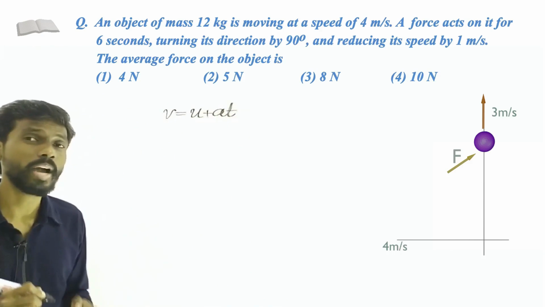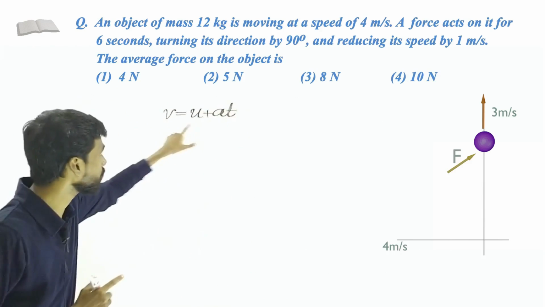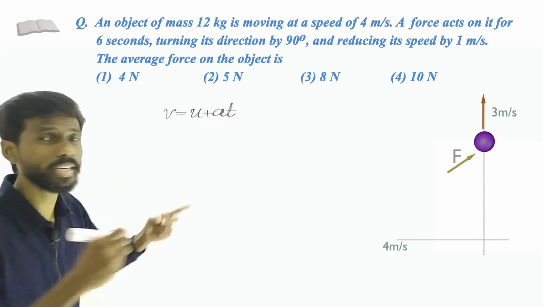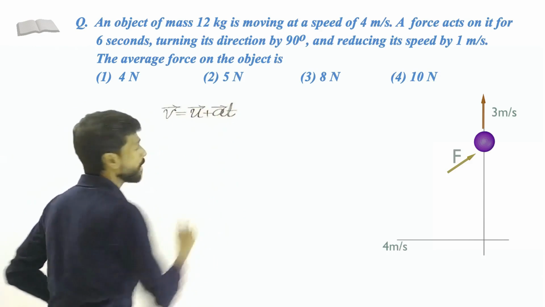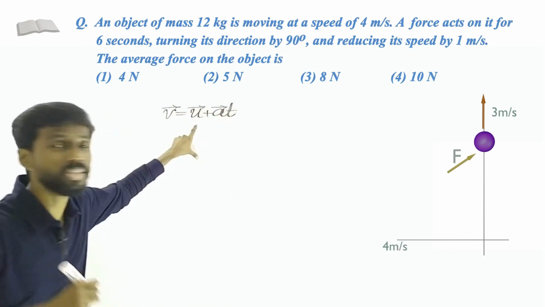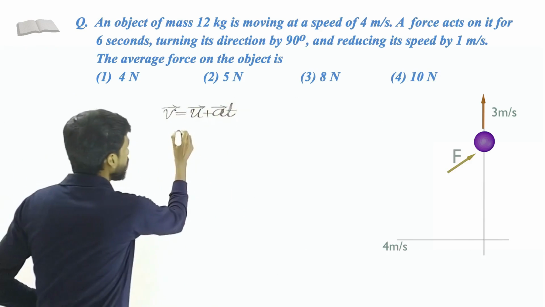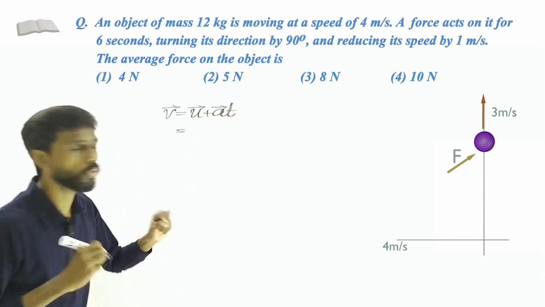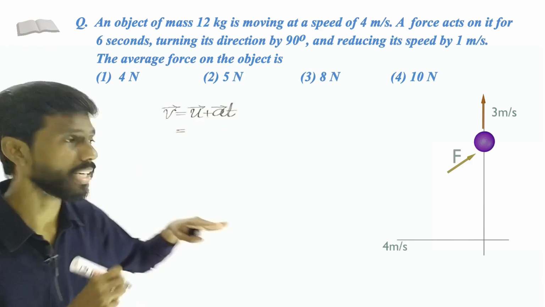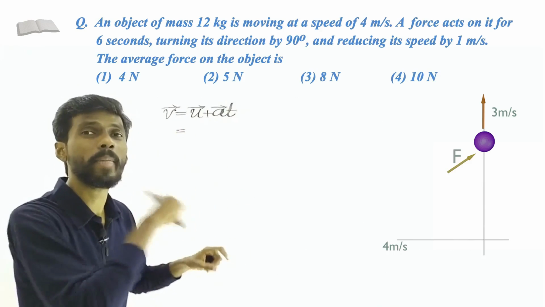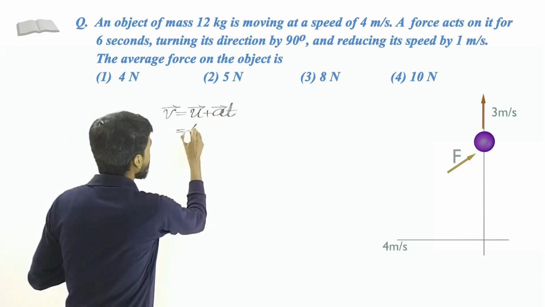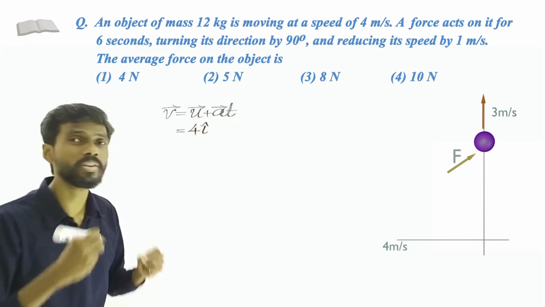Now we have to use the vector form, since the directions of v and u are different. So v vector equals u vector plus the acceleration vector times t. What is the initial velocity vector? The initial velocity has magnitude 4 in the direction of i cap. Let us take the horizontal direction to be i cap. So this is 4 i cap, the initial velocity vector.